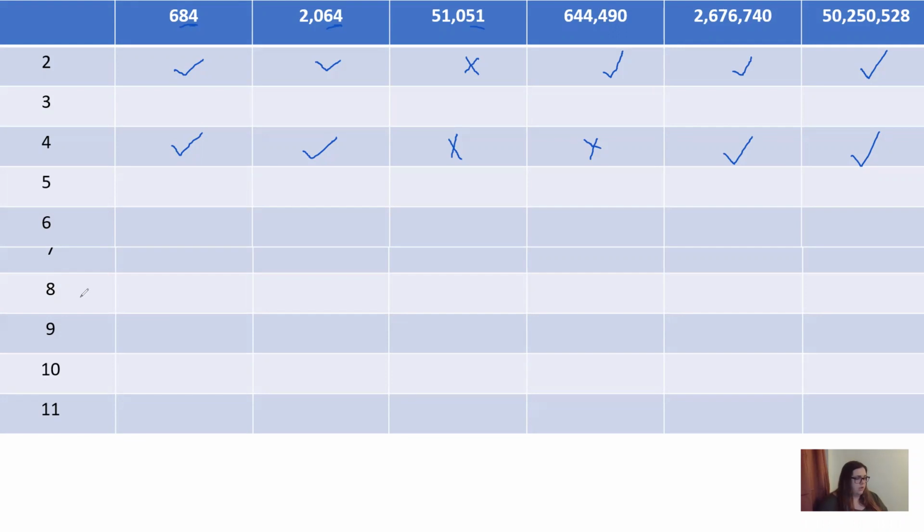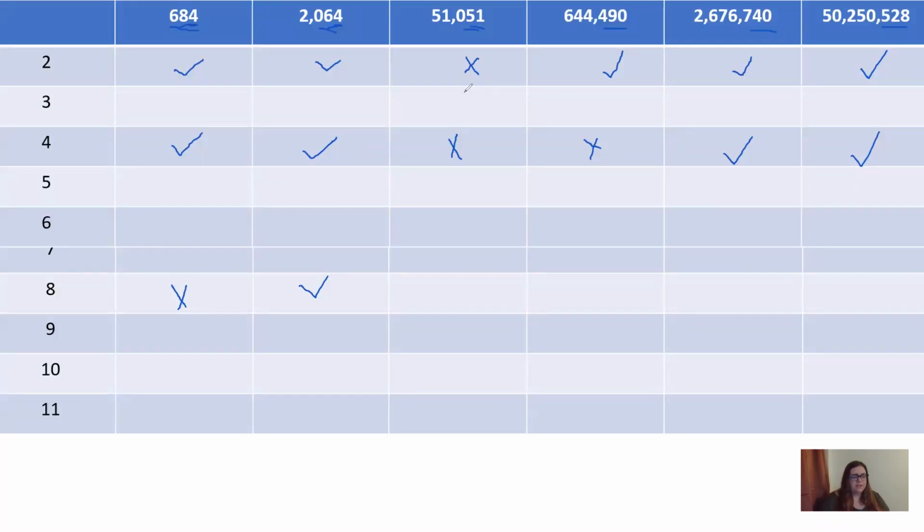Let's go on to 8. If the last 3 digits, so 684, the whole number basically, are divisible by 8, then the whole number is divisible by 8. So 684 divided by 8 is 85.5. So no. 64 divided by 8 is 8. So yes.